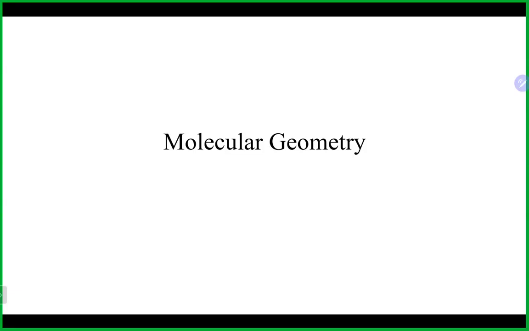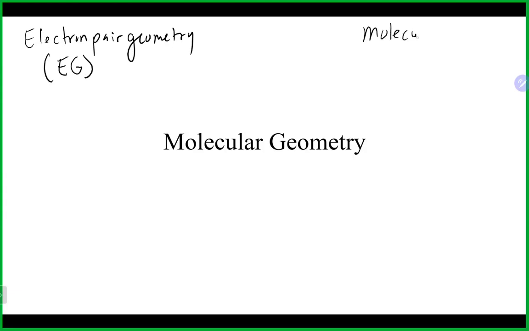And when we talk about molecular geometry, we're actually going to talk about 2 types of geometry. We're going to talk about electron pair geometry, and for the purposes of this lecture, I'm just going to abbreviate that as EG for electron geometry. And we're also going to talk about molecular geometry, and that is sometimes referred to as the shape. For this lecture, I'm just going to abbreviate that as MG for molecular geometry, so I don't have to write it out so much.